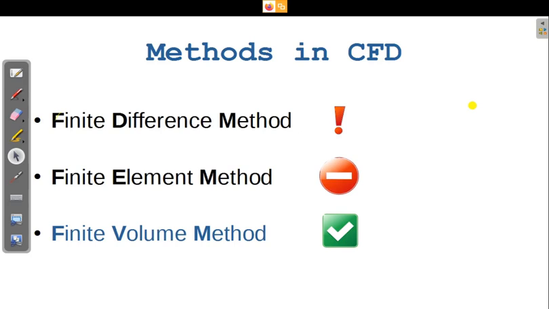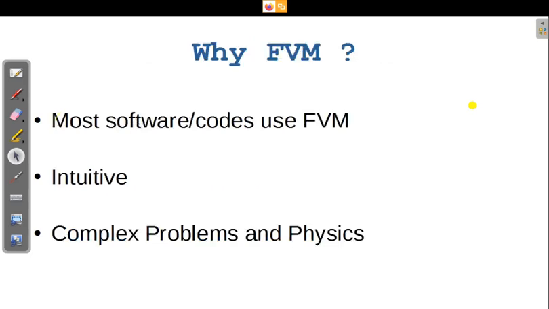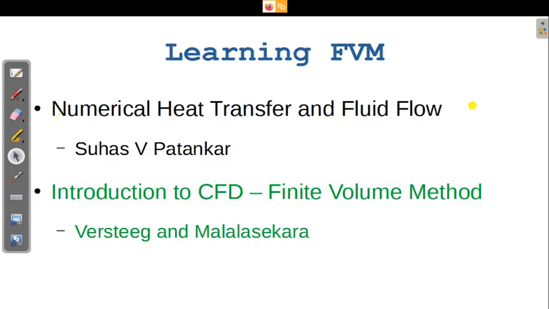And the best method is the finite volume method. You will see it in all the software or almost all the codes. So that's why finite volume method is the best method that you can use for learning CFD. Why finite volume method? If you ask me about codes, basically all tools are using the finite volume method. The other aspect, the most important aspect, is the intuitive approach. Whatever equation you see, it will be meaningful, you will be able to understand it, and you will be able to apply this to complex problems and complex physics.